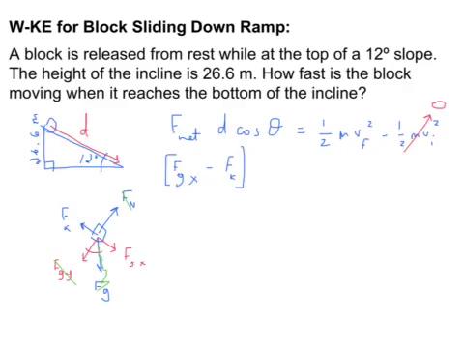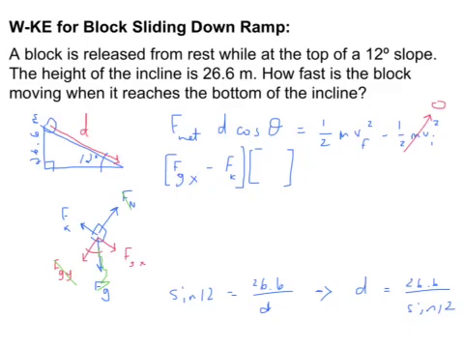Since this is a right triangle, and this is the y leg, you could look and see that the sine of 12 is 26.6 over d. So let's write that down. Sine of 12 is 26.6 over d. That means that d is 26.6 over sine 12. So let's calculate that out and then plug in that calculated value right here for d.